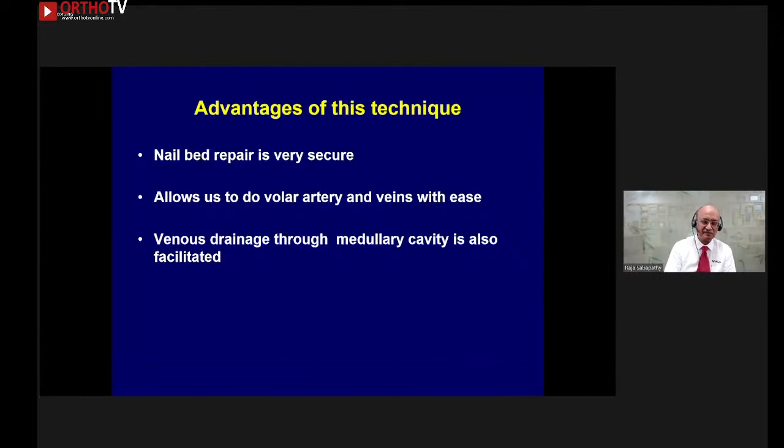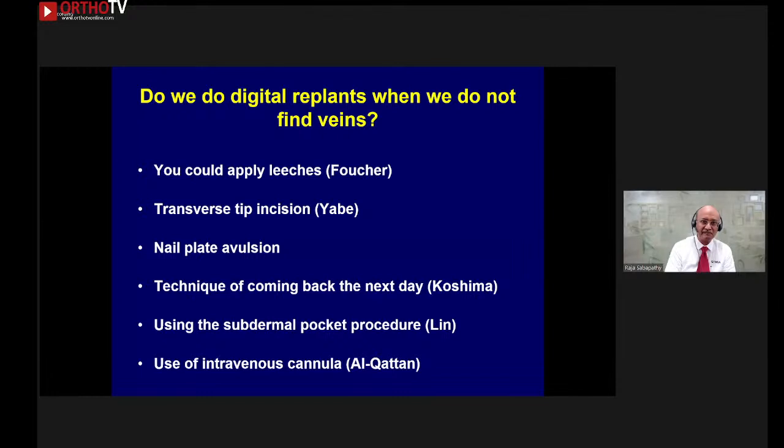So the advantage of this no K wire technique is that the nail bed repair makes it very secure, and it makes us comfortable to do the volar artery. And after I did this, when I was reading the literature, someone also mentioned that the venous drainage to the medullary cavity is also facilitated.